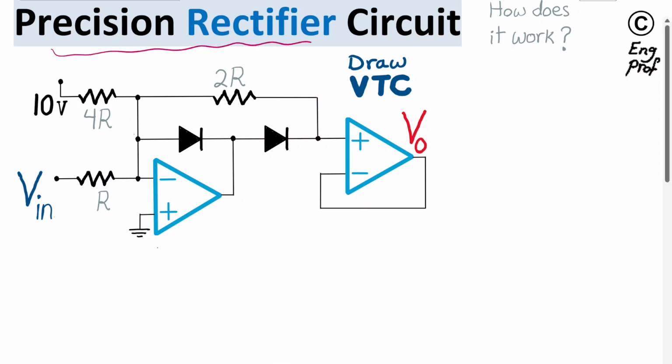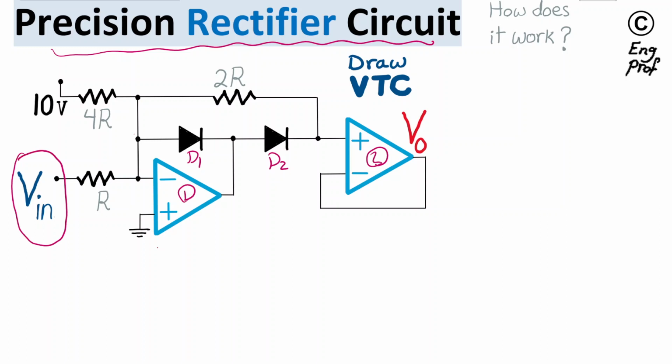For the precision rectifier circuit, we have two op amps, op amp 1 as the main op amp in the circuit, and then op amp 2 as the buffer in this circuit. We also have diode D1 and diode D2 in this circuit, and one varying input voltage at the input of the circuit, and then one fixed DC voltage, 10 volt, at the input.